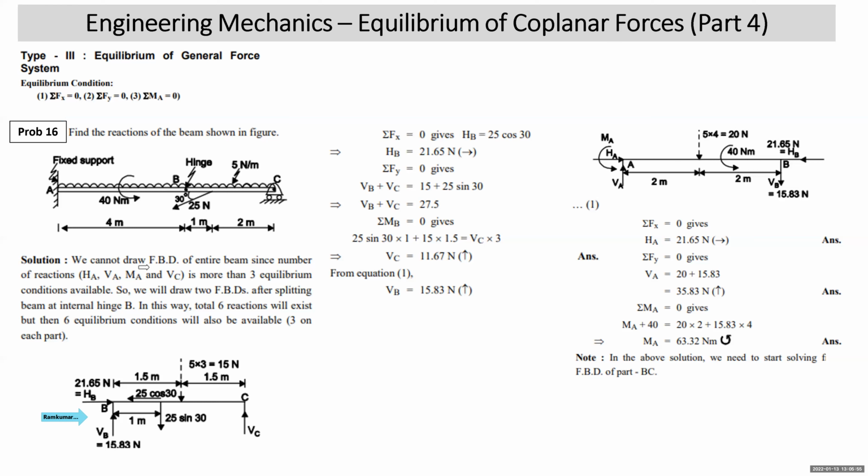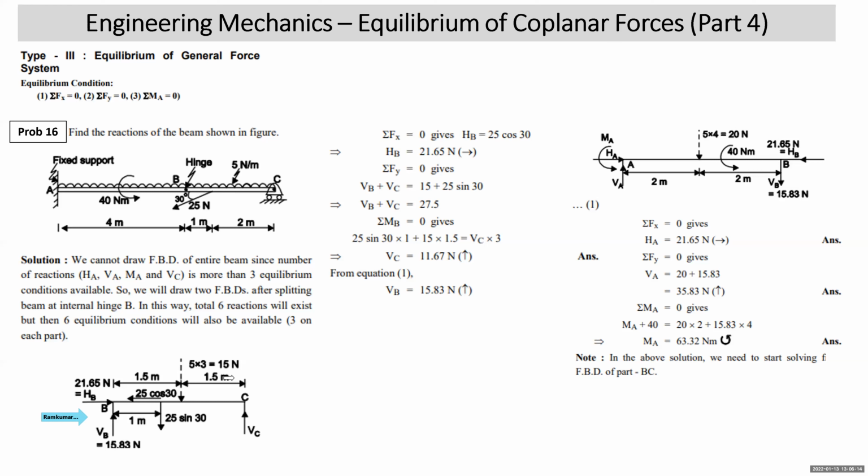So we have separated. So there will be two reactions. I have marked it at internal hinge HB and VB. I took HB to the right, VB upward. Again, mind that direction, these reactions are assumed ones. This 25 Newton acting at 1 meter right of B at a 30-degree angle will be resolved: 25 cos and 25 sin.